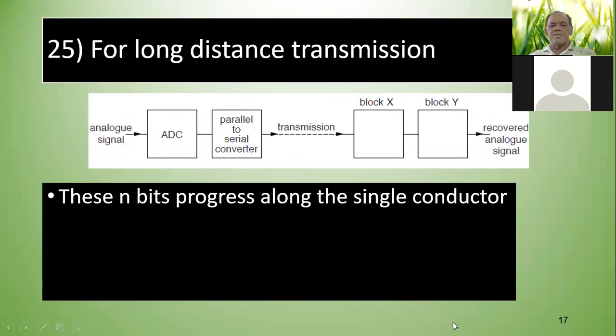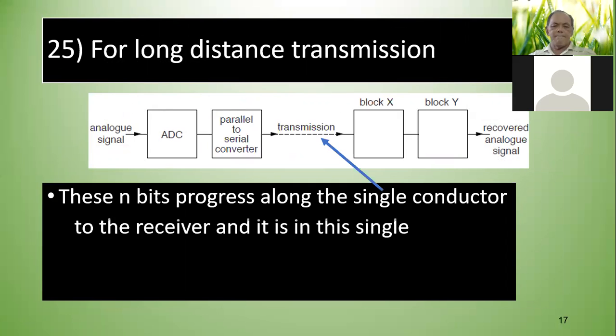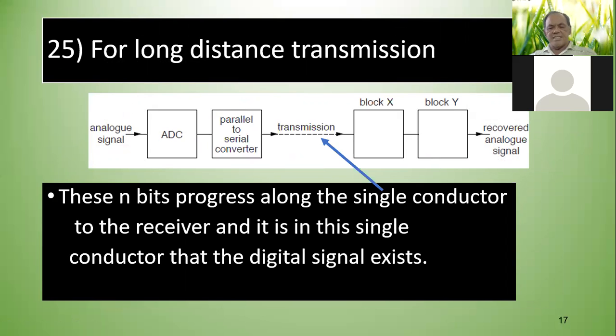The n bits progress along the single conductor to the receiver. This part is the receiver, and it is in this single conductor that the digital signal exists in pulse form. So the same thing, if we convert parallel to serial, now we have to convert the serial back into parallel. Serial to parallel converter. And then the same thing. This part is ADC, this part is DAC, digital to analog converter.